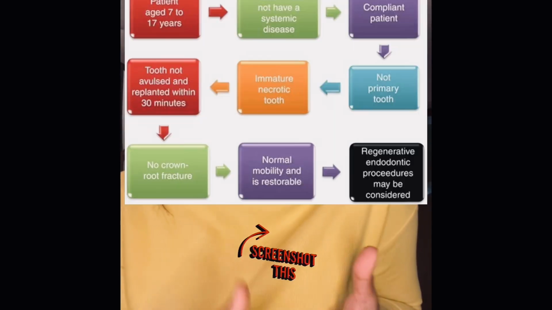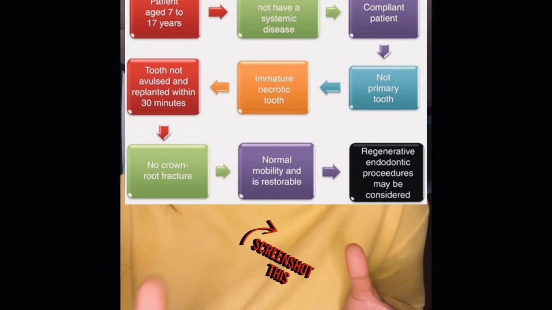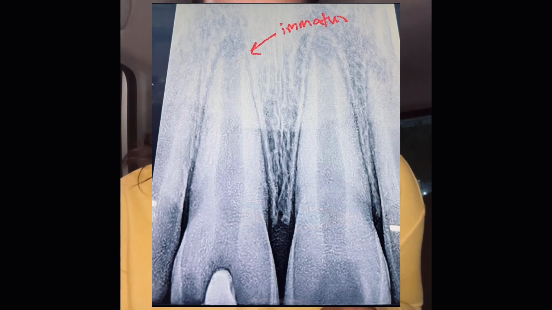Now, how to choose a case for apexogenesis or apexification? So if you think the patient is young, healthy, and the trauma is not too long ago, that means it's a recent trauma where the periapical tissues are relatively healthy. In such cases, you can attempt apexogenesis. There's a higher chance of success in such cases.